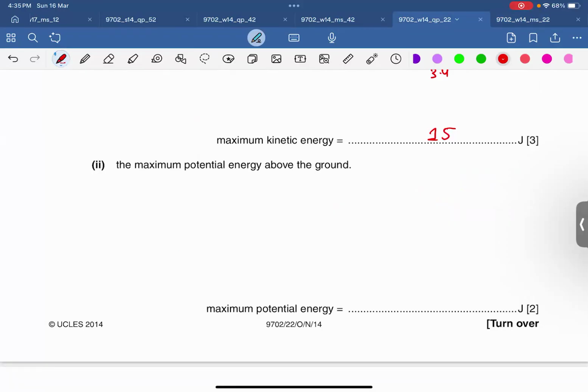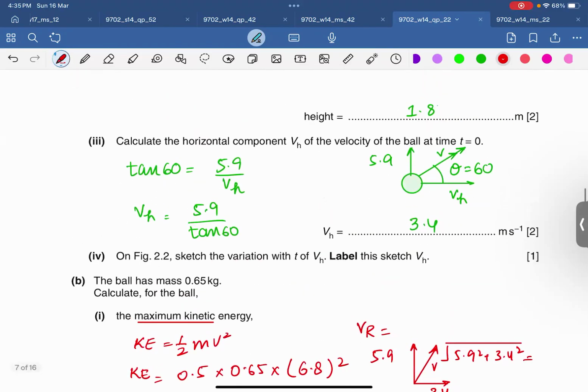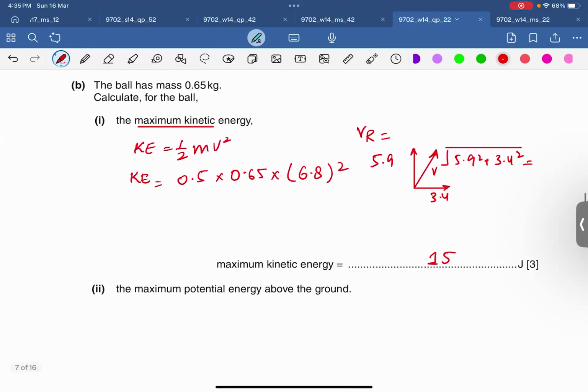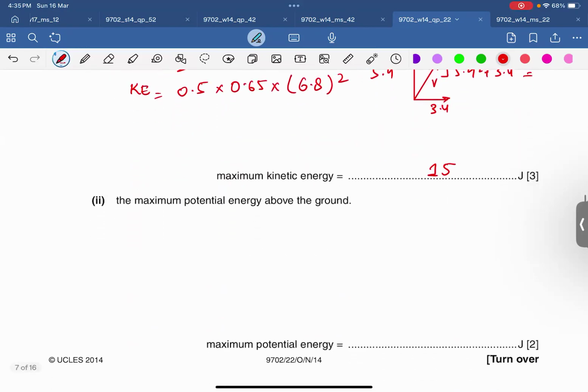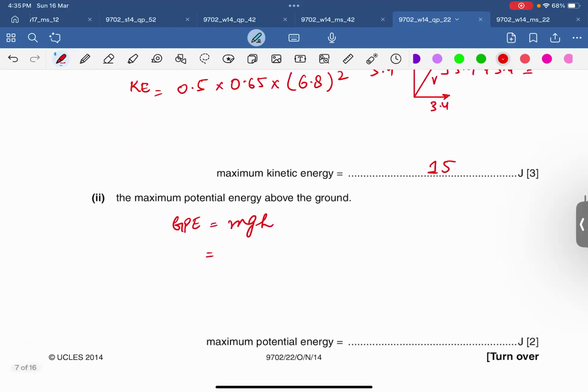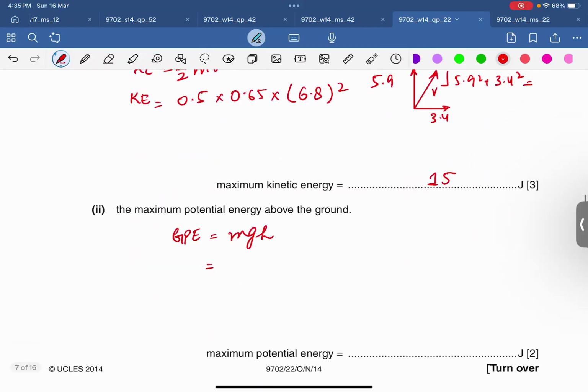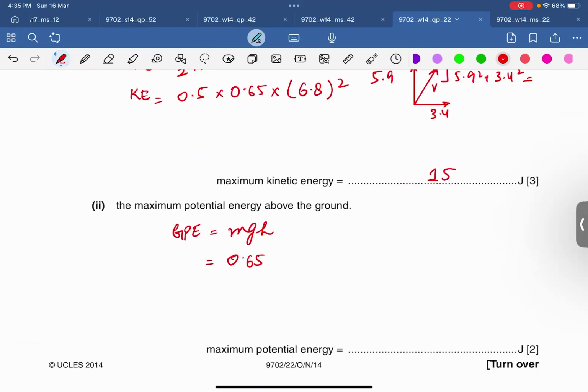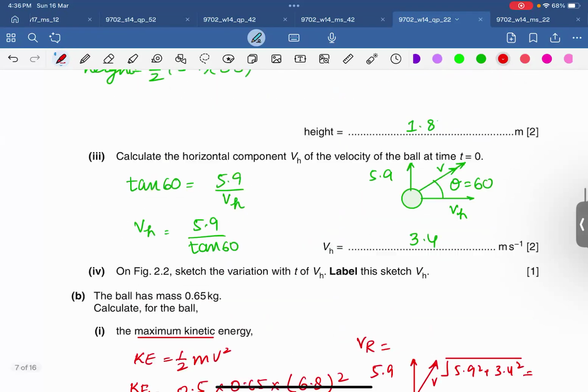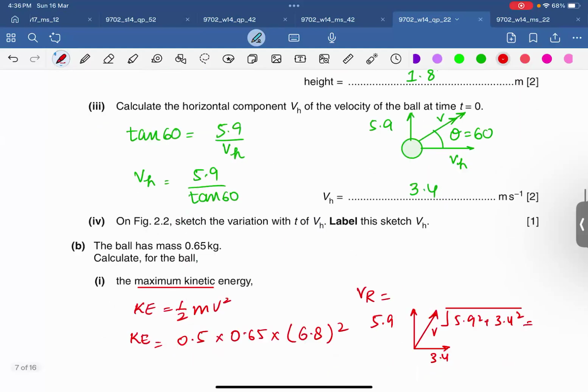So maximum potential energy requires maximum height. For maximum height, we know that the maximum height is 3.4. So mgh. The mass of the ball is 0.645, and the maximum height would be 3.4. Yes.